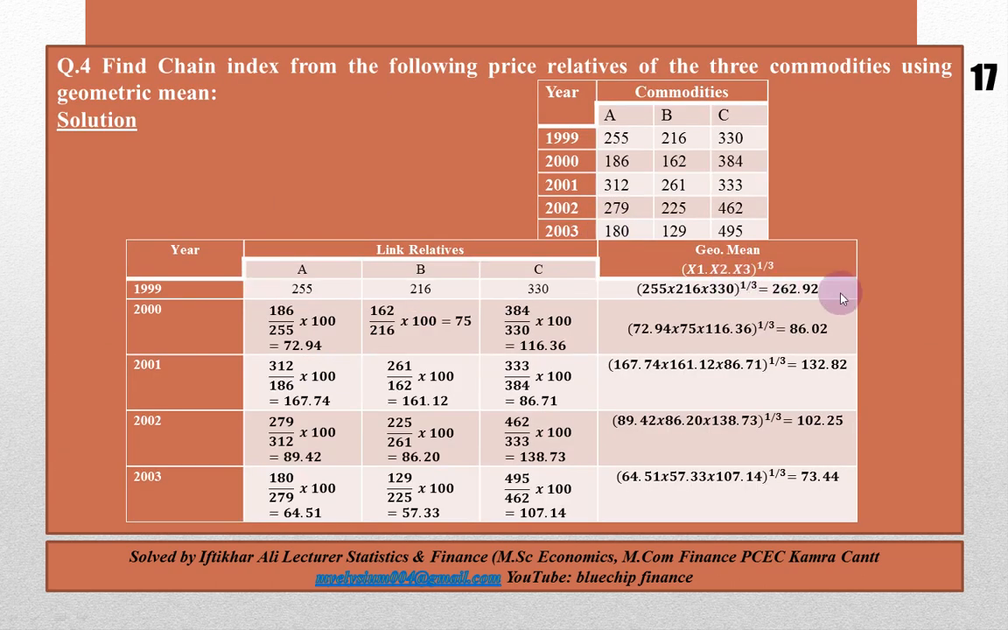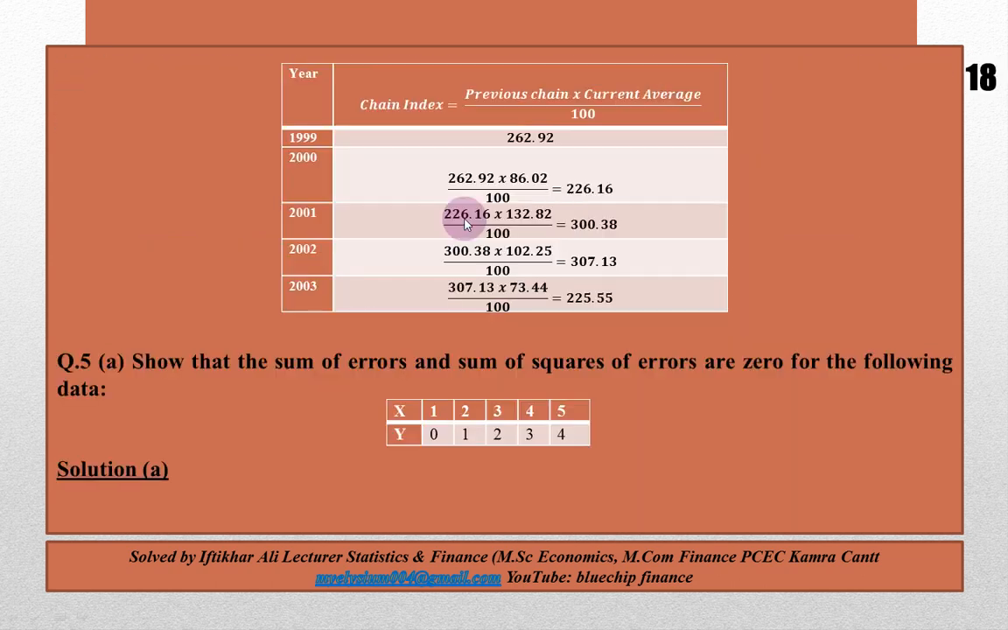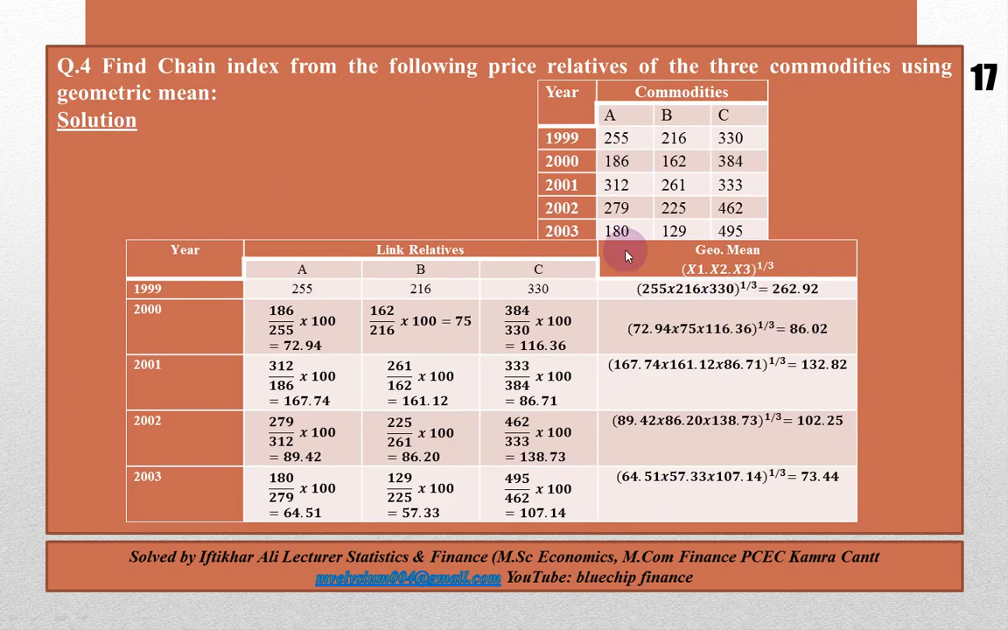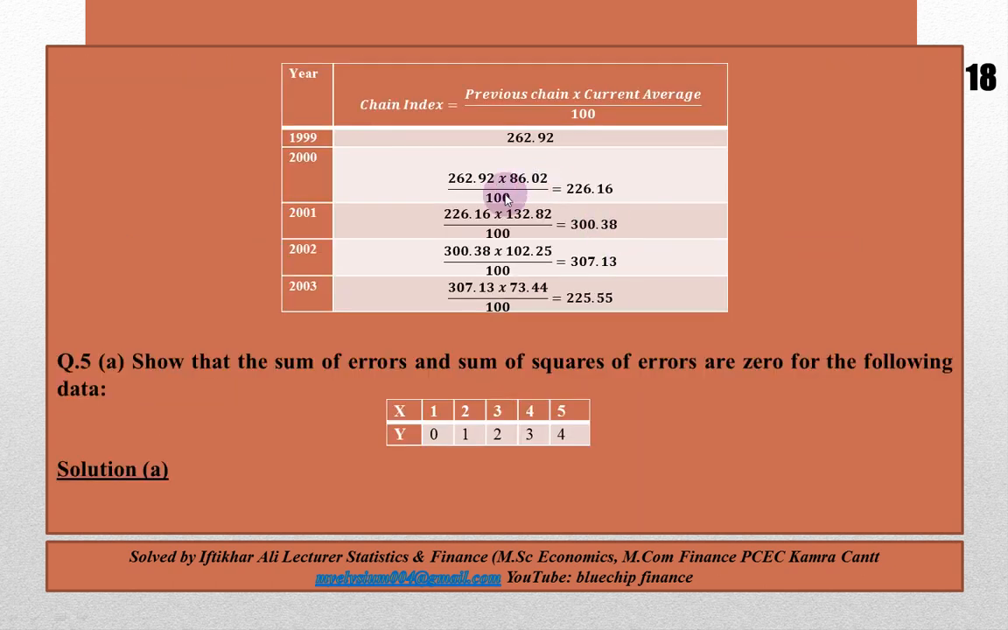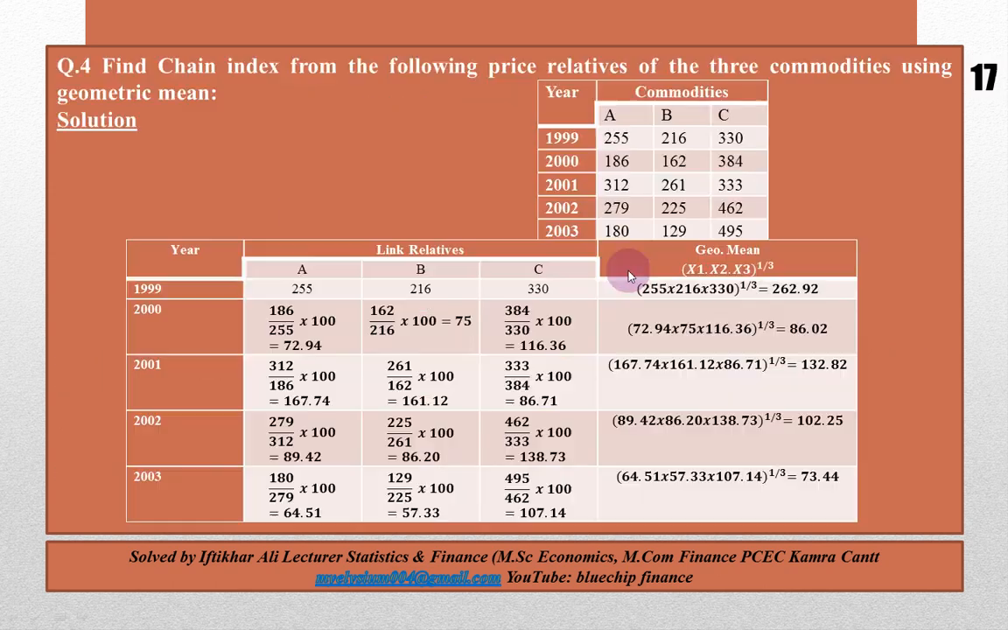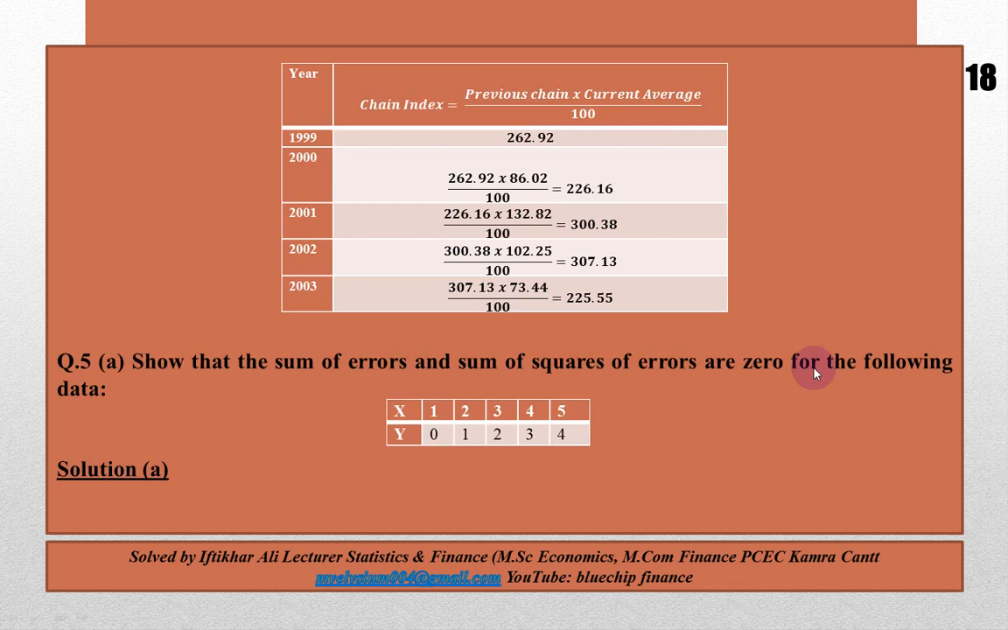So first geometric mean will be first chain index, and after 1999 we apply the formula, and that will be previous chain multiplied by current average divided by 100. Previous chain is 262.92, current average will be 86.02. 86.02 divided by 100 equals to 226.16. In 2001 previous chain will be 226.16 multiplied by current average. Current average is 132.82 divided by 100 equals to 300.38, and so on.